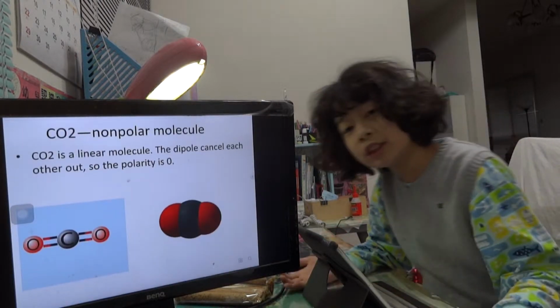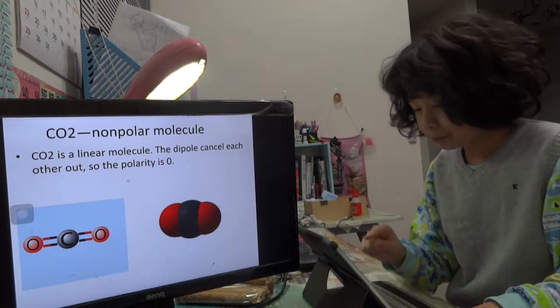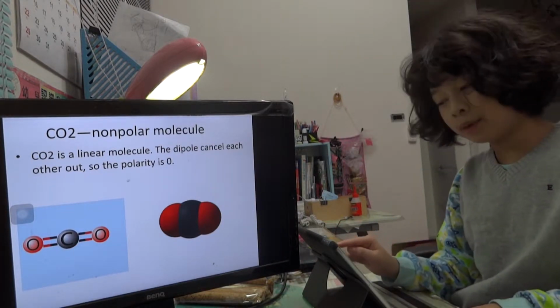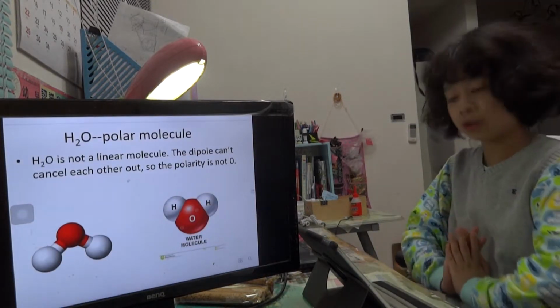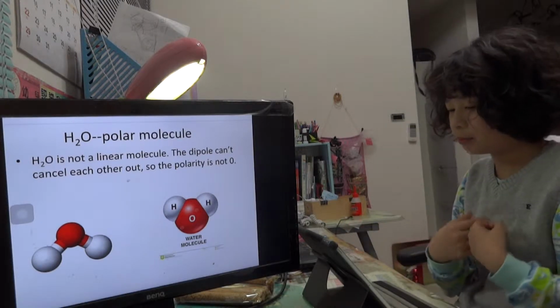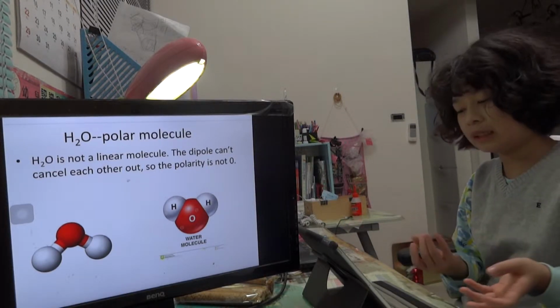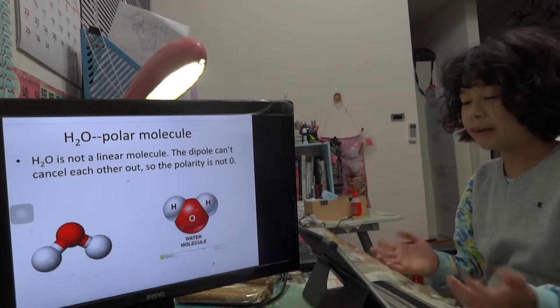Okay? CO2 is nonpolar. Why? Because it's just flat, linear. So its polarity is 0. But H2O is a polar molecule, because you can see the shape, and the hydrogen is slightly positive and the oxygen is slightly negative, so the polarity is not 0.